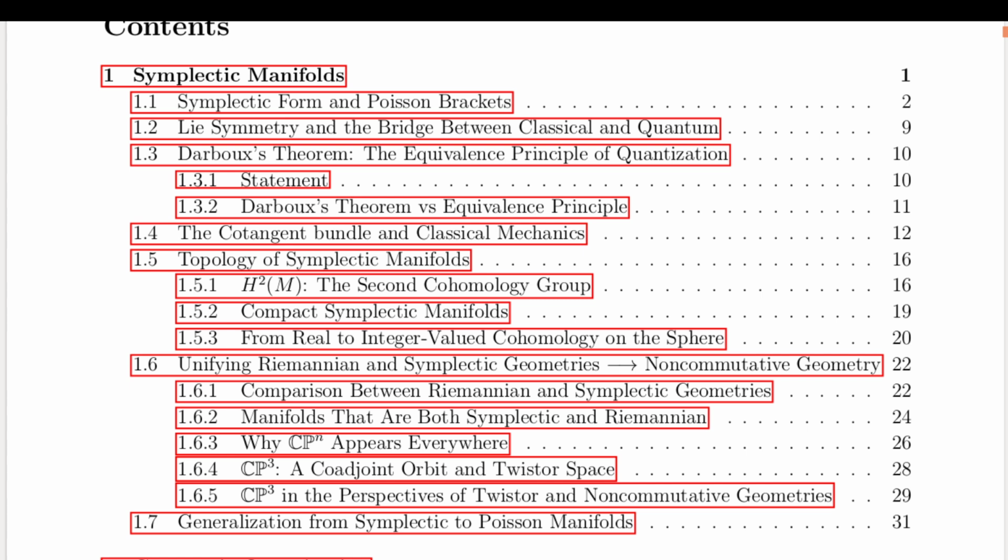In this episode, we'll take a step further into unifying Riemannian and symplectic geometries into the non-commutative geometry of complex projective spaces. We'll uncover how these frameworks connect and the profound implications for understanding quantum spacetime.